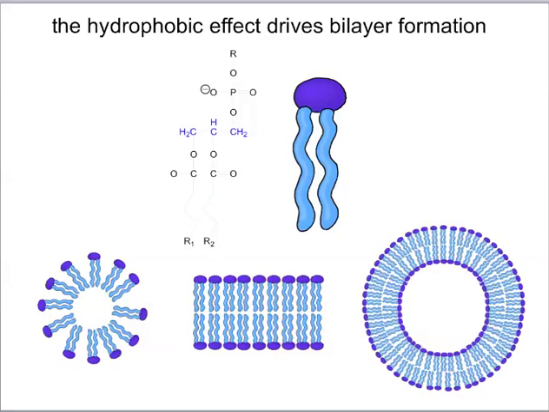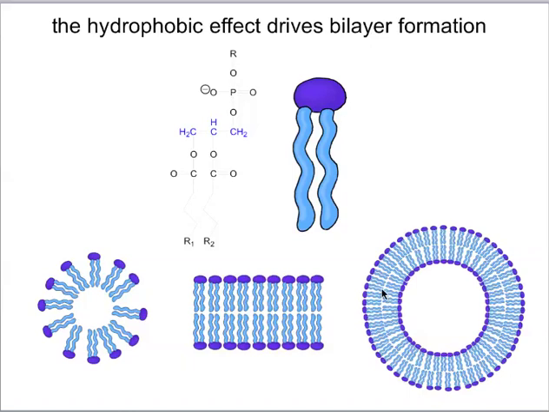For example, the hydrophobic effect drives the formation of bilayers. Let's remind ourselves, this is a glycerophospholipid. There's that glycerol backbone in blue. We have, through these two ester linkages, acyl chains, and then we have a polar head group here. Now we typically will draw this as a cartoon with a nonpolar tail and a polar head group. That segregation of polar and nonpolar is what leads to the formation of structure.